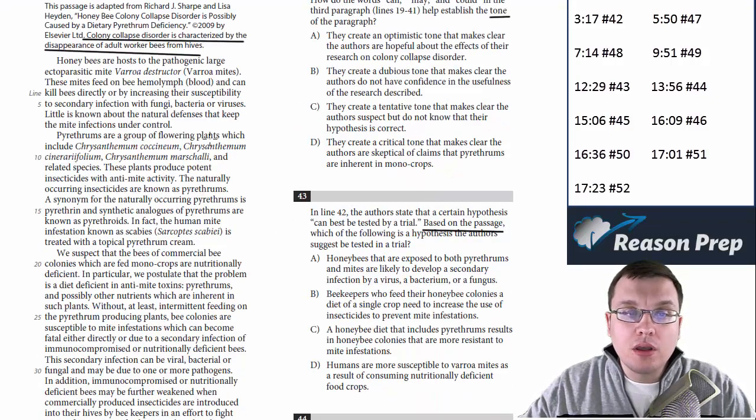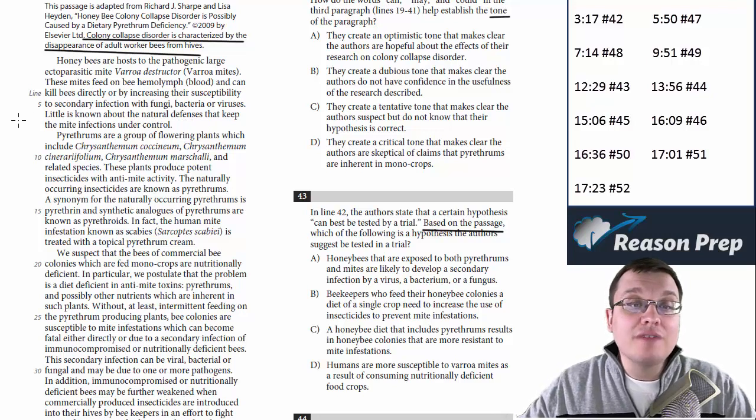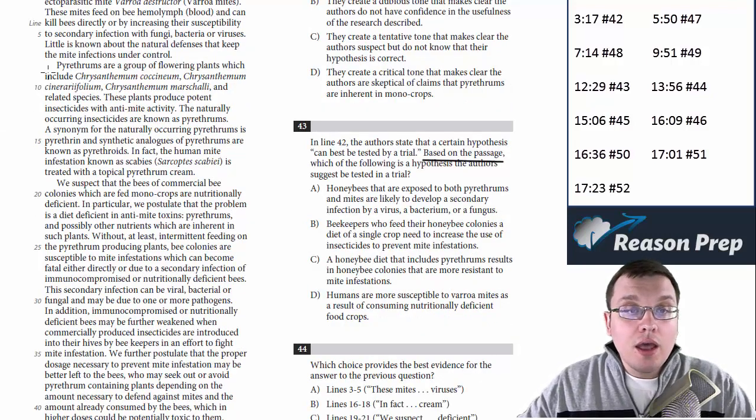affects the tone. Honeybees are hosts to the pathogenic large ectoparasitic mite, Varroa destructor, Varroa mites. These mites feed on bee hemolymph, blood, and can kill bees directly or by increasing their susceptibility to secondary infection with fungi, bacteria, or viruses. Little is known about the natural defenses that keep the mite infections under control. Pyrethrum are a group of flowering plants which include, I'm not going to bother reading those, and related species.